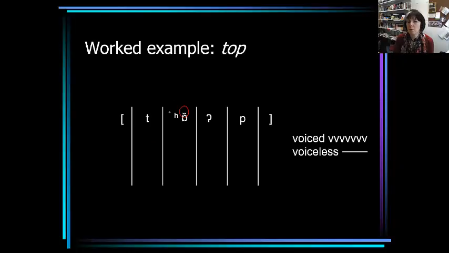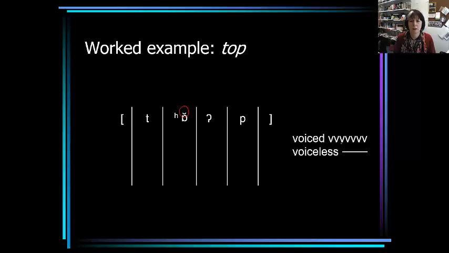Why have I put the aspiration in with the vowel and not with the consonant? Well, it's because this affects the onset of the vowel, and that's something that we want to show. We want to show that the voicing is affected by the positioning of this, by the fact that we get this aspiration following this consonant here. Okay, so let's animate this.